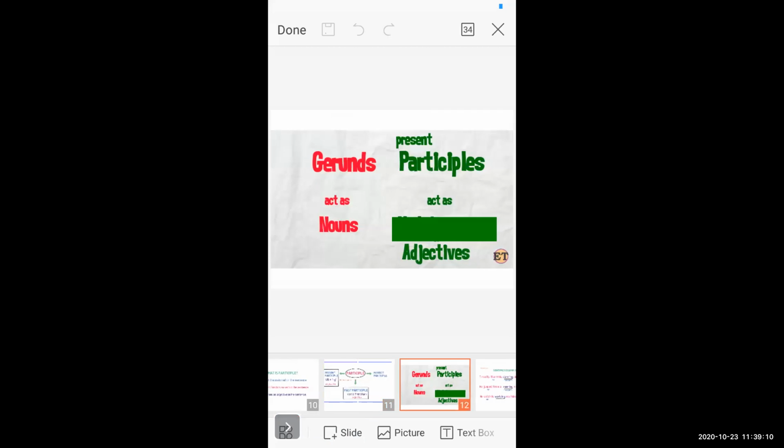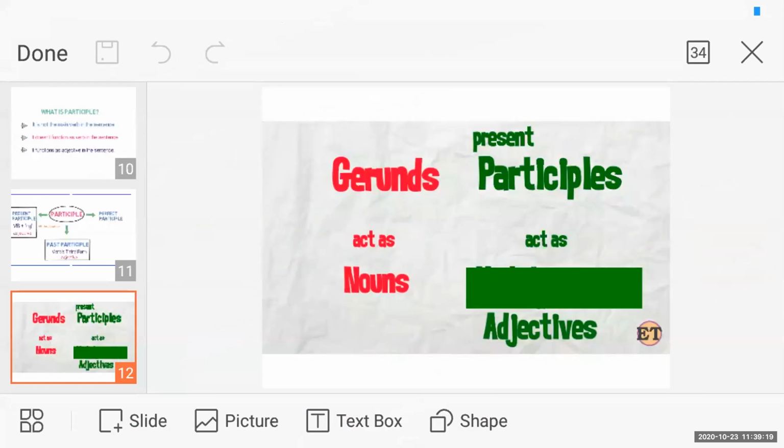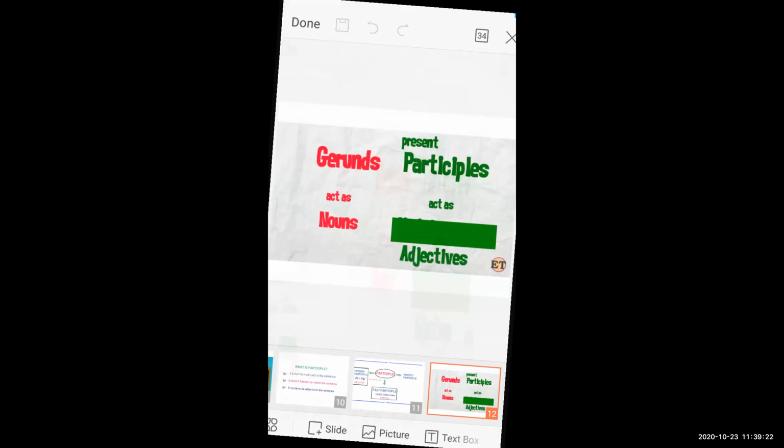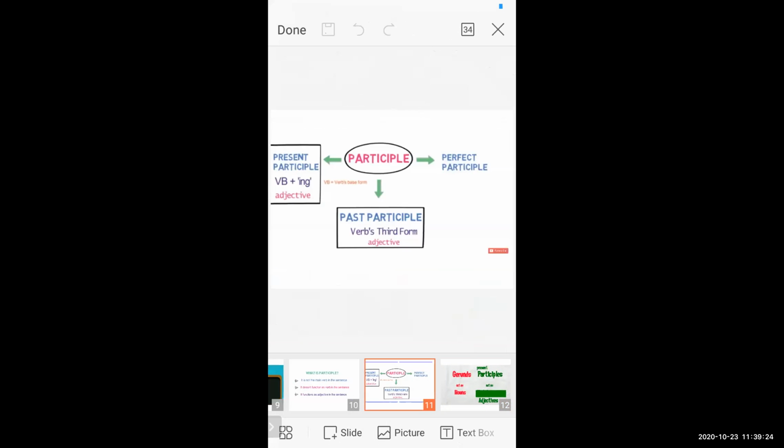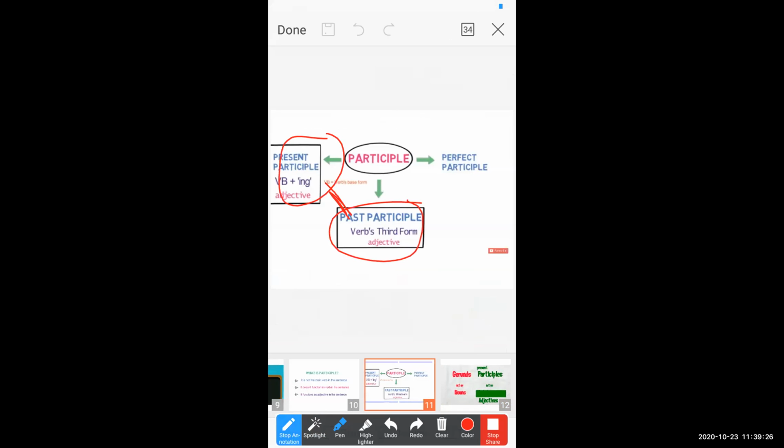Now see, most students have confusion between the gerund and the participle. In both, you have to see the verb first form. In both gerund and participle, you must have the verb with ing added. This form you can find in the gerund and also in the present participle.